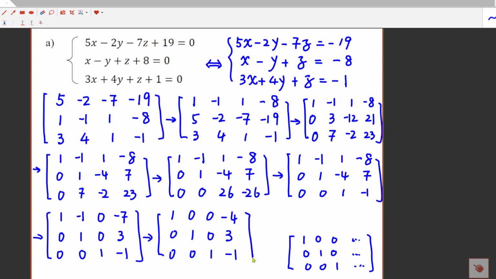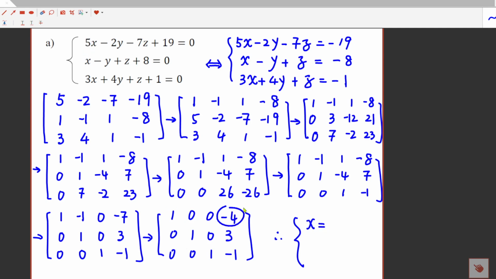Can you see that? Therefore, you can directly read the solution from the last matrix. Each step is an equivalent transformation, so we know the final solution corresponds to the coefficient of the first variable. In this case, that's x, right? So that means x equals this number here, which is -4.